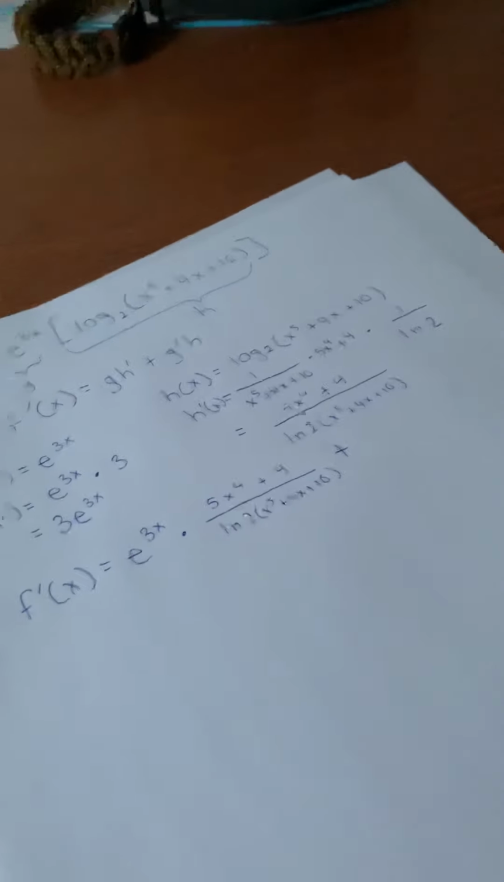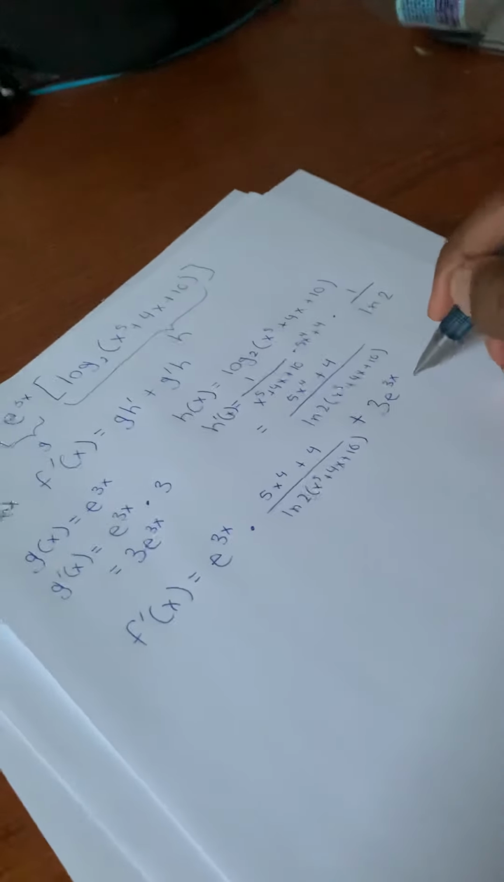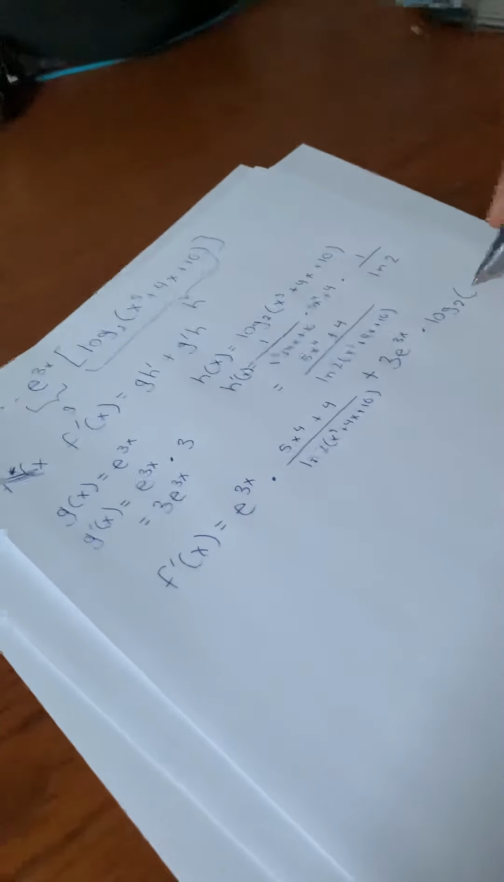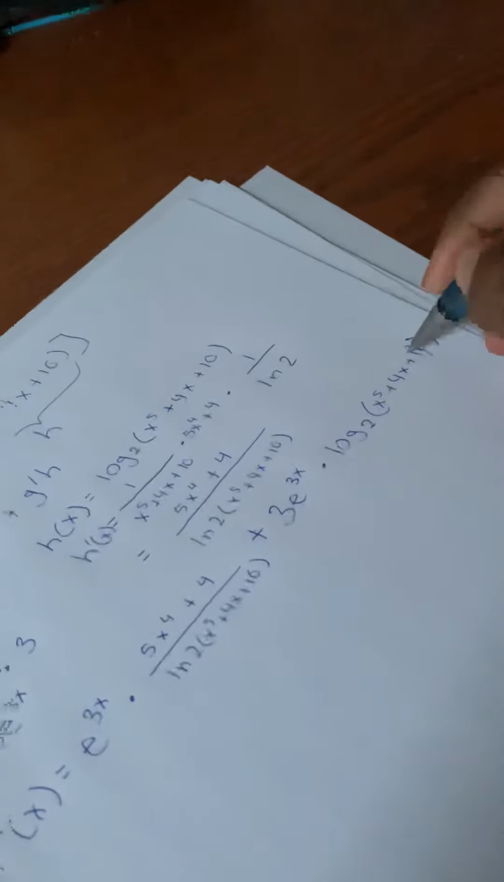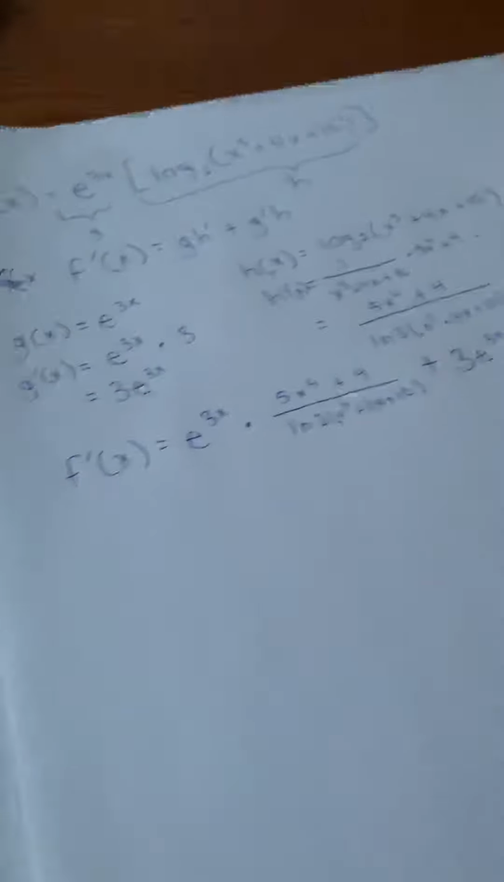Okay, and now we have g prime, prime of g, right? So it's 3e^(3x) times, did I get that right? Yeah, right. Okay, times regular old h. H is log base 2 of x^5 plus 4x plus 10. Oh, I messed up that. It's okay. Alright, now you'll notice that we haven't simplified as much as we can.